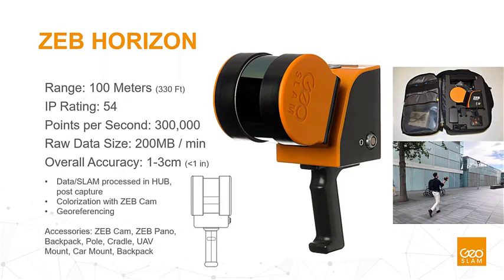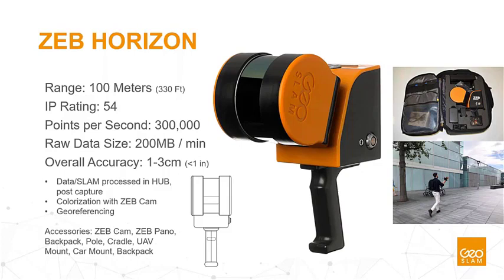So the next product we want to talk about is the Zeb Horizon. The Zeb Horizon is kind of the big brother of the Revo line. It's got a longer range of 100 meters or 330 feet. It's collecting 300,000 points per second with 16 laser sensors. Overall accuracy is more or less the same as the Revo line, 1 to 3 centimeters. That's going to be universal across all of our products.